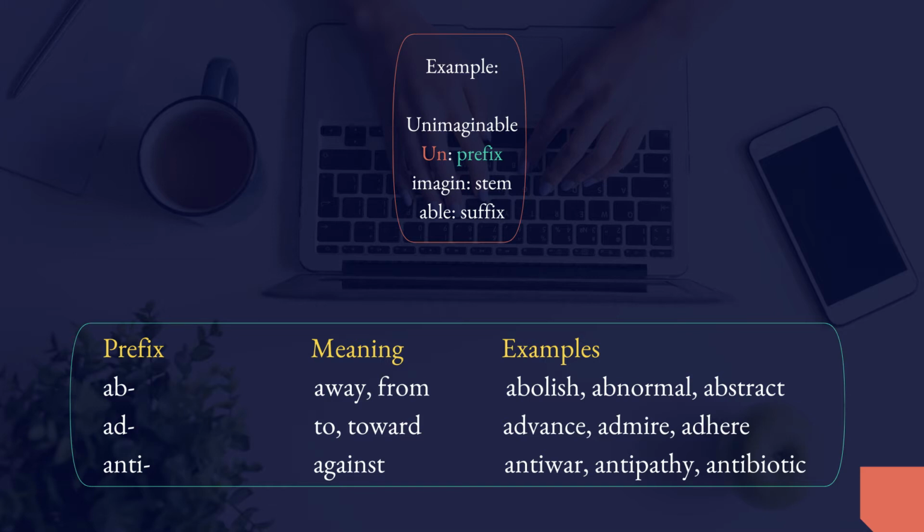Now, these are some examples. For example, ab means away from, like abolish, abnormal, that is away from normal, abstract. So if you know the prefix ab, even if you don't know the meaning of abnormal, you can get its meaning out of here. Ad means to, towards: advance, admire, adhere. Anti means against: anti-war, antipathy, antibiotic. So based on these prefixes and suffixes, you can get the meaning of the words, and that helps a lot in questions where you don't know the meaning of the word.